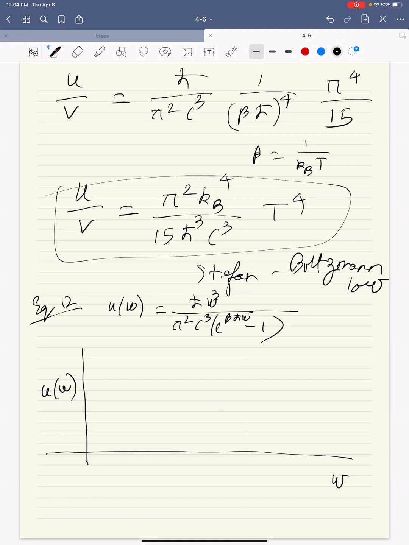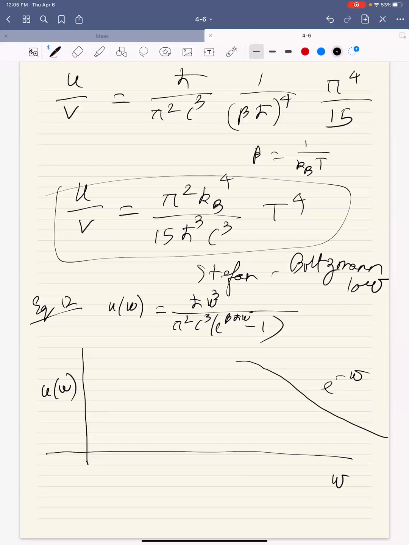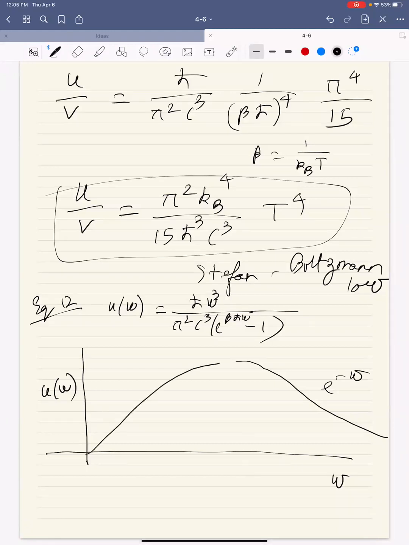Exponential is going to dominate, right? That's always a good guess. Anytime you see an exponential and there is something about it, oh, exponential dominates, it beats everything. So at high omega, it's going to look like e to the power minus omega. At small omega, what's going to happen? It goes to 0, and you have to use L'Hospital's rule, and it will go to 0 as omega square. So at small omega, it will go as omega square.